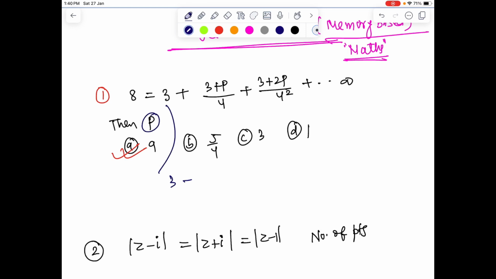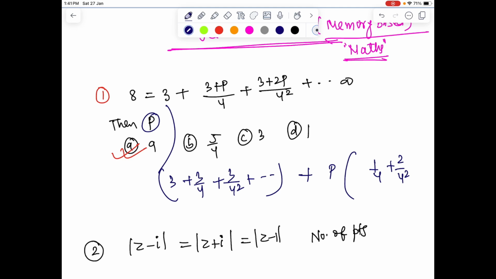It's a straightforward problem because you can break the series as 3 plus 3 by 4 plus 3 by 4 square. So that's GP number 1. We can take p common, and we have 1 by 4 plus 2 by 4 square plus 3 by 4 cube, and so on and so forth.